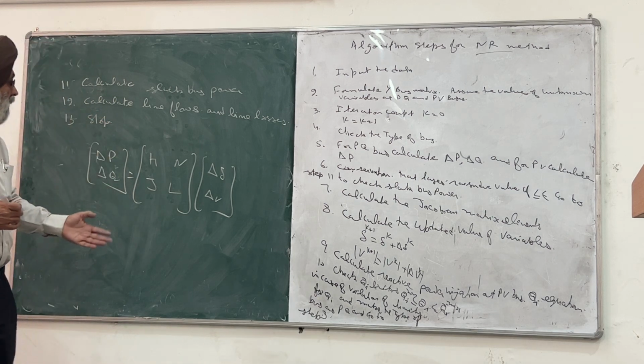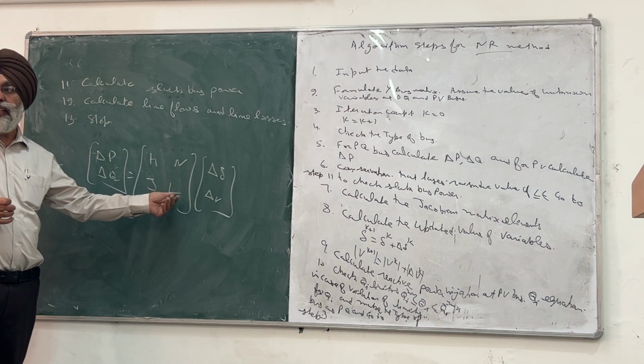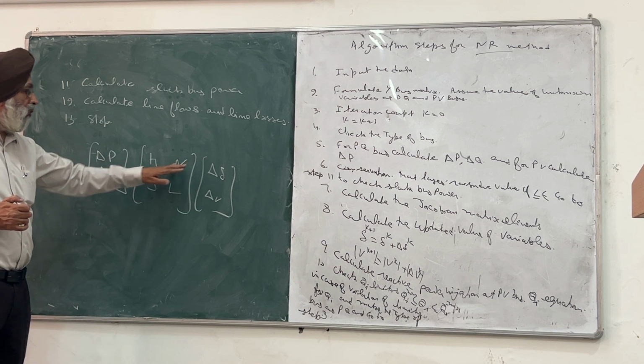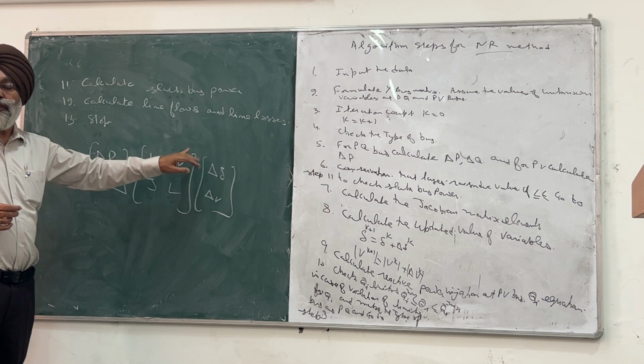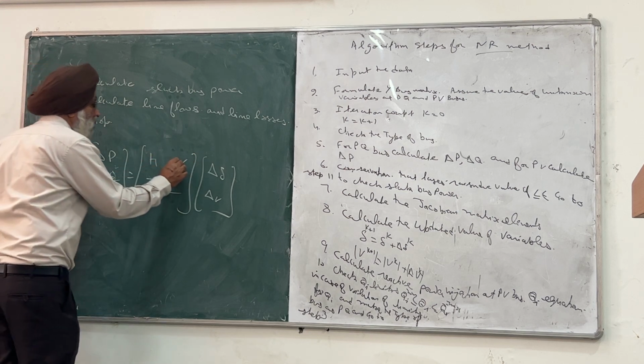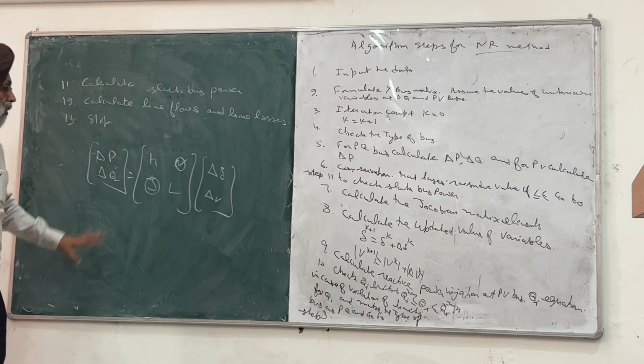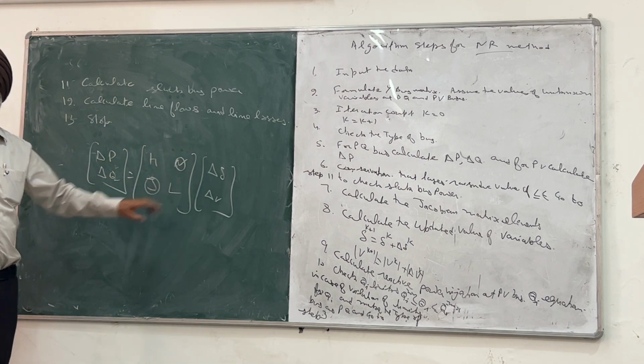The change in V is affecting the reactive power injection. So we can neglect these two values. If we make these two values as 0, then this is known as the decoupled load flow method.